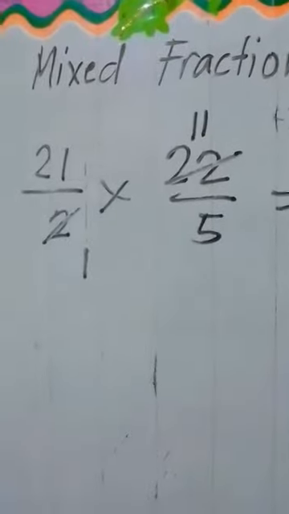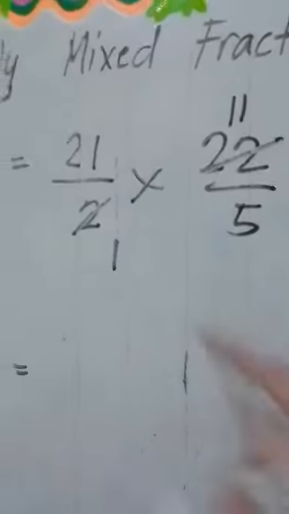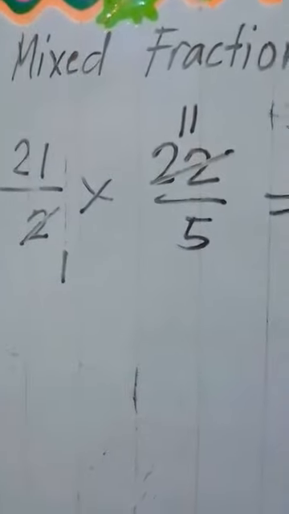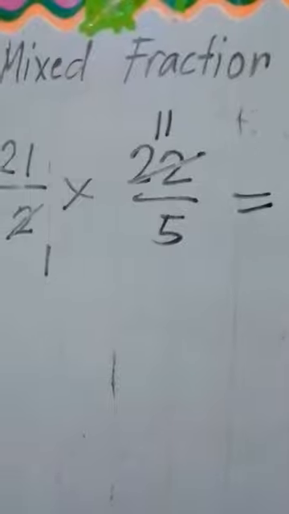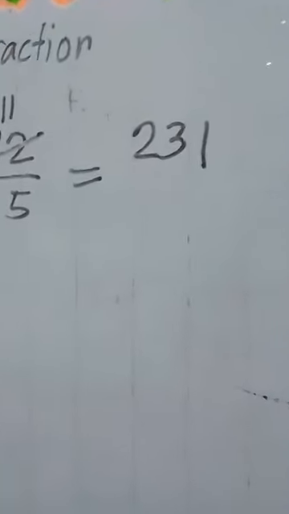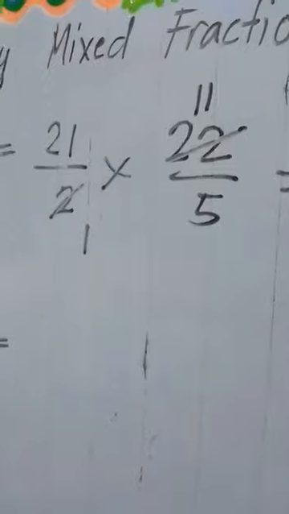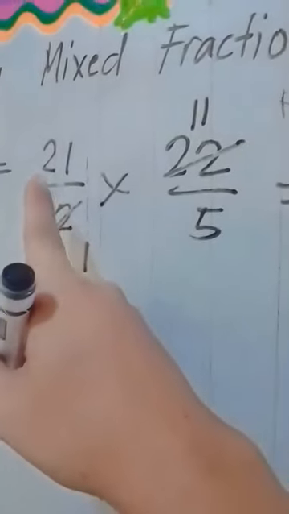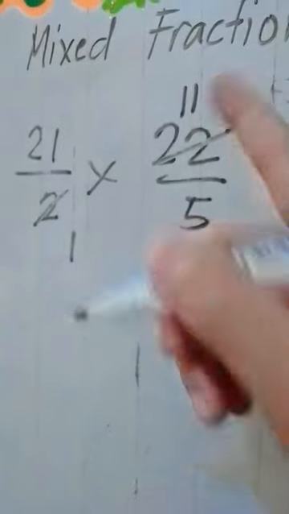Okay? So let's multiply first the numerators. 21 times 11 equals 231. Okay? 231. So if we multiply it, we can use scratch work. So the answer is 231. Okay, this is a shortcut technique when the multiplier is 11.